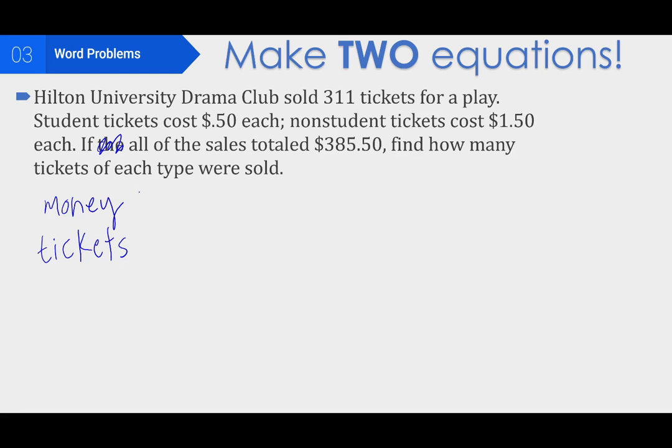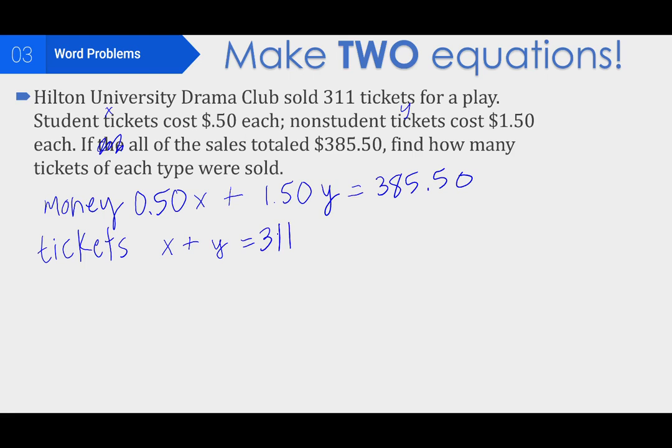So one for the money: 50 cents, 0.5, I want to write that, for student tickets. Let's call the student tickets X. And the non-student tickets we'll call Y. Those cost $1.50 per ticket. So we'll multiply those and then add these two terms together, and that will give us our money total, $385.50. Then tickets: we know that there is some number of student tickets and some number of non-student tickets, equaling our total tickets, and there's our two equations.